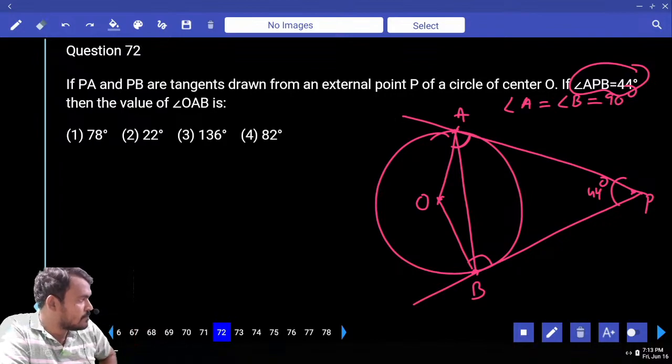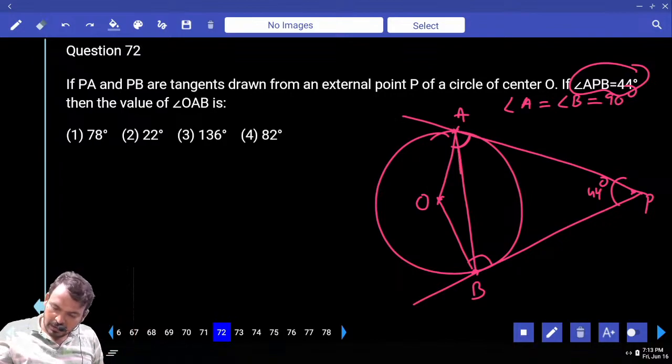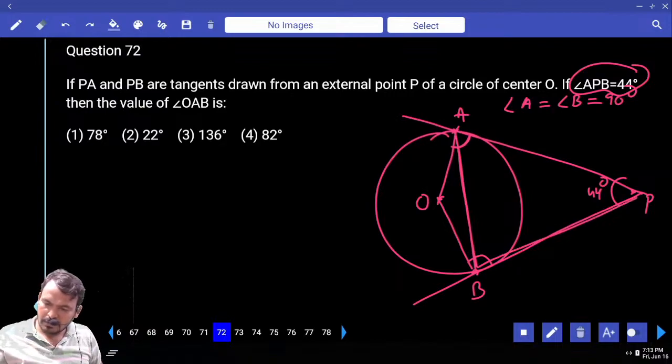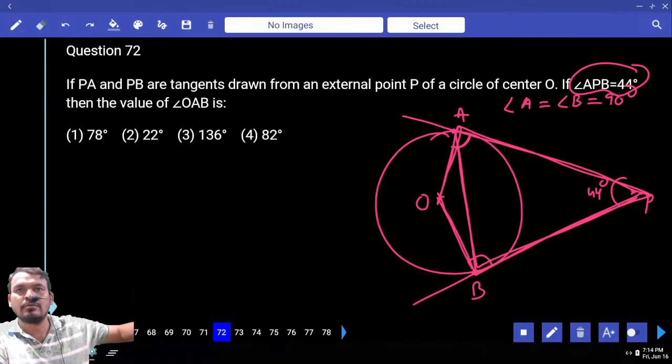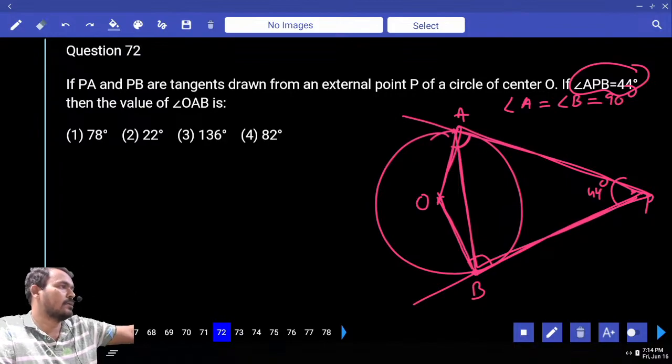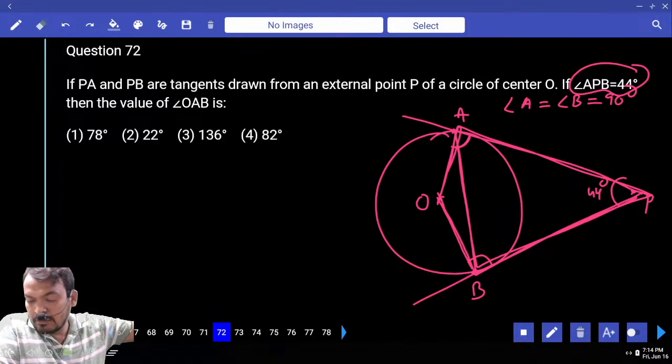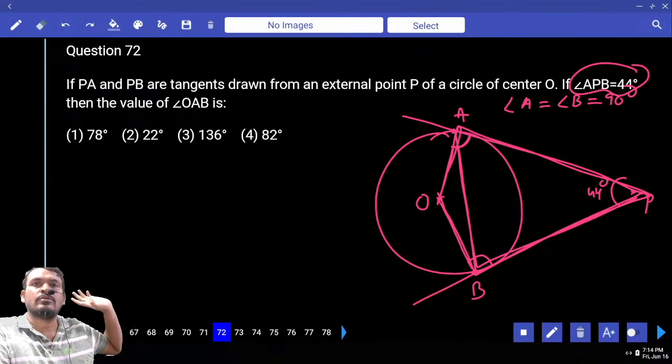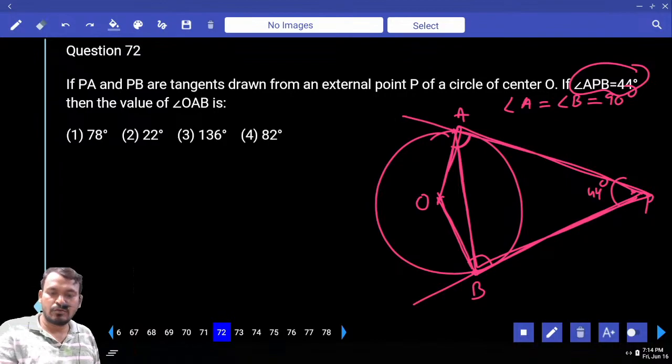90 plus 90, 180. In quadrilateral OAPBO, what is the sum of the angles? 360. In that 360, A is 90, B also 90. 90 plus 90, 180. And what is the P value? 44. Total it is 224. What is the remaining? Out of 360, we are subtracting 224. What is the remaining? 136.